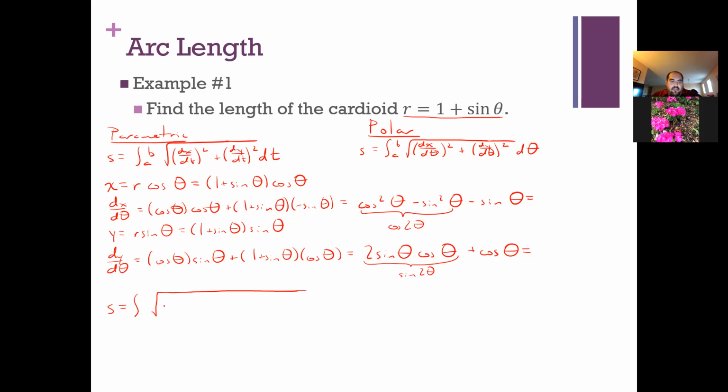So for dy/dθ, I get the integral of the square root of (cosine 2 theta minus sine theta) squared plus (sine 2 theta plus cosine theta) squared, dθ. If you have in your notes from yesterday what the cardioid looks like, I need the full interval 0 to 2 pi to get the full length of it. It's a closed curve. It basically loops back on itself.